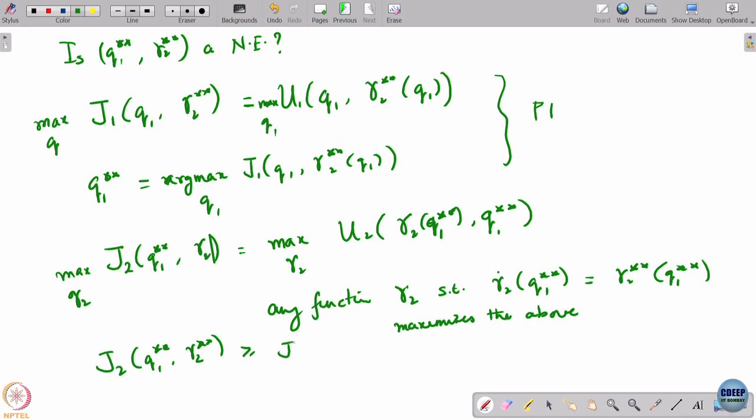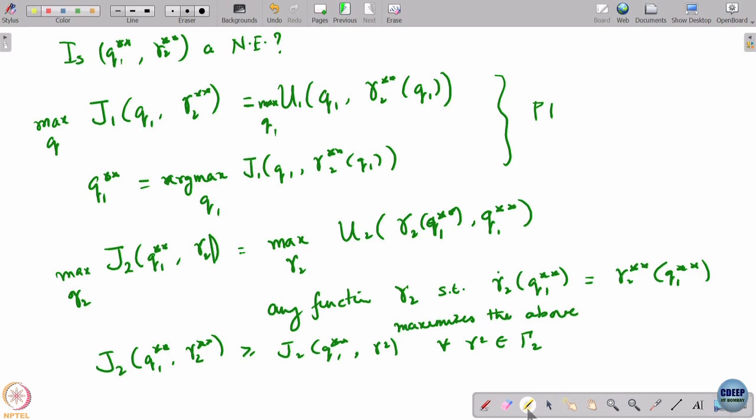This is greater than or equal to this, since gamma 2 star star is also a maximizer, so I may as well take that, and that does satisfy this. Okay, so you see that there is a bit of degeneracy that has come up here: after having played q1 star star, player 2 could have actually responded with any function. So keep this in mind, we'll come back to this again. Okay.